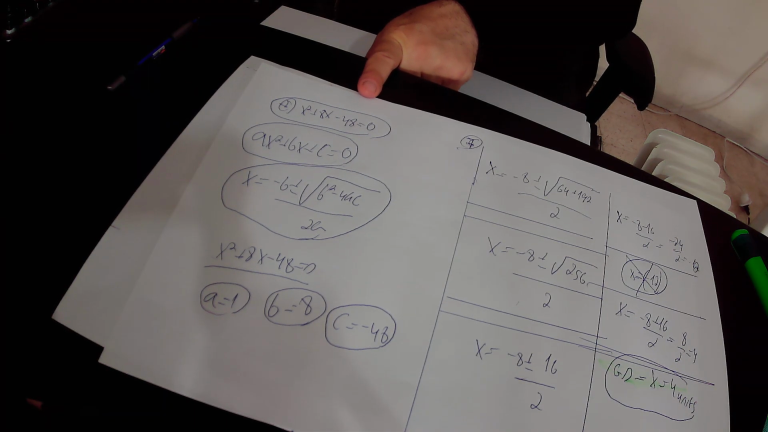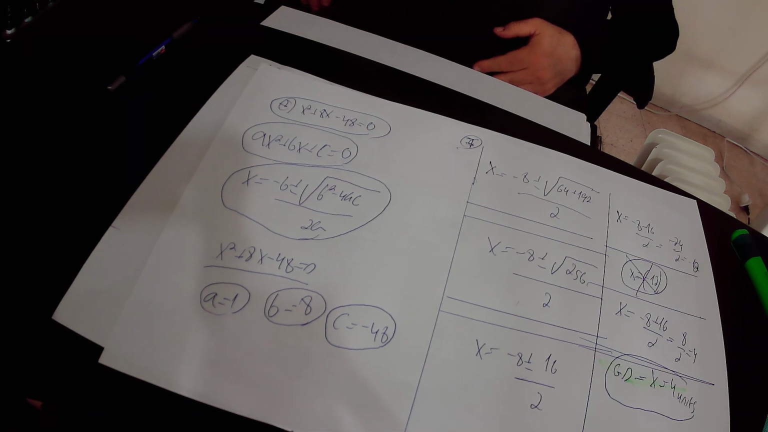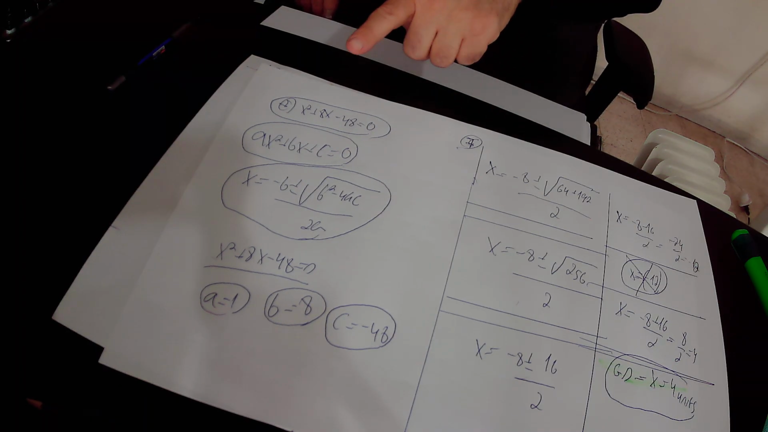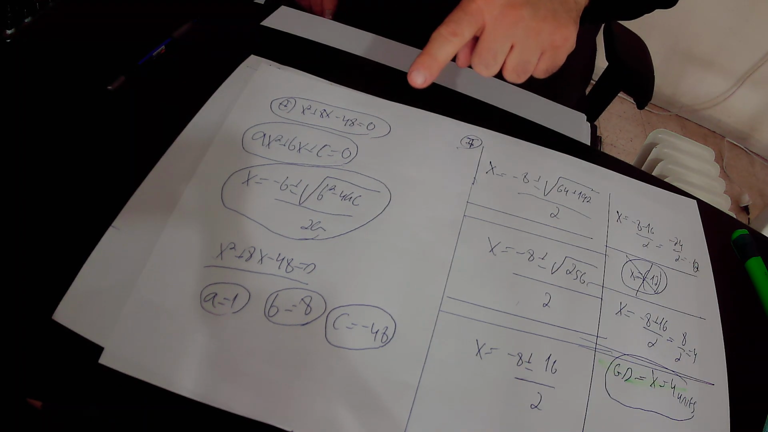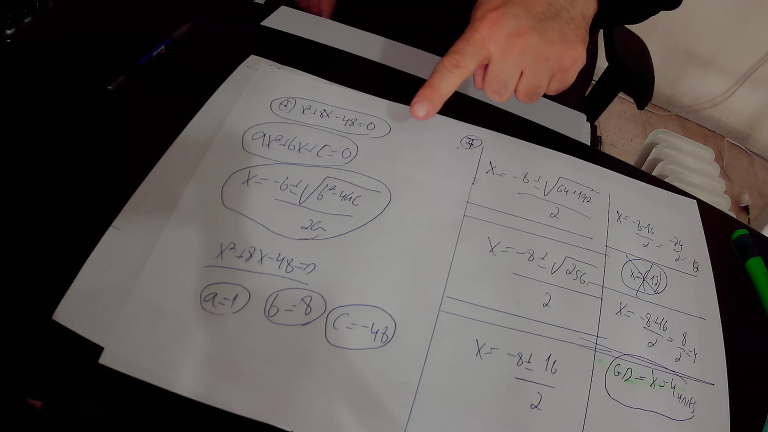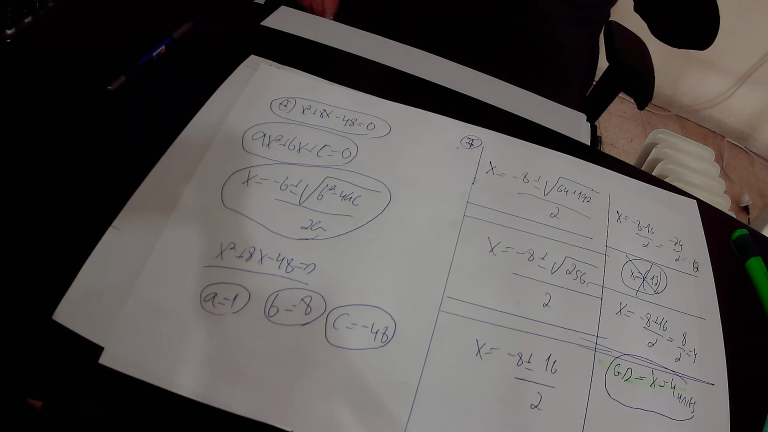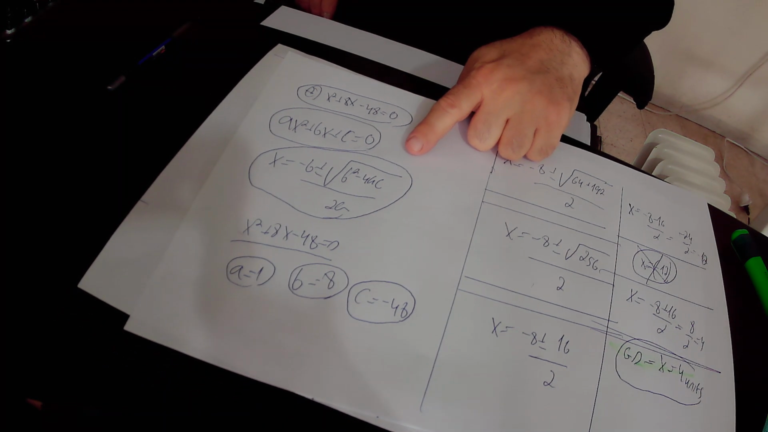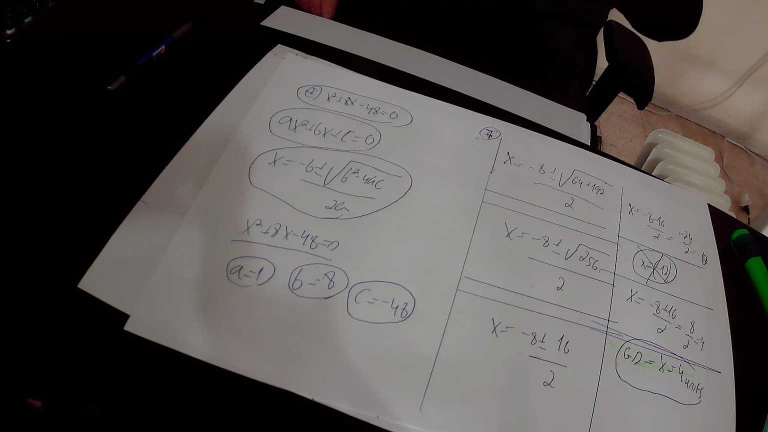So this is a quadratic equation, and the general formula for a quadratic equation is ax squared plus bx plus c equals 0. In this general formula, a, b, and c are the coefficients of this quadratic equation, and x is the variable that we are looking for. And we find the value of x according to the following formula: x equals minus b plus minus square root of b squared minus 4ac over 2a.